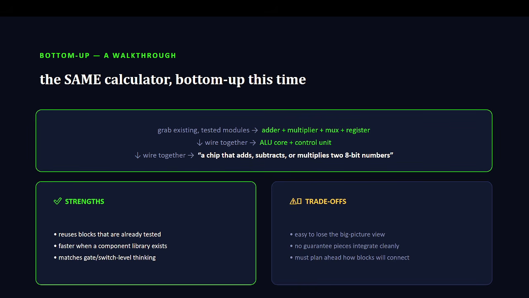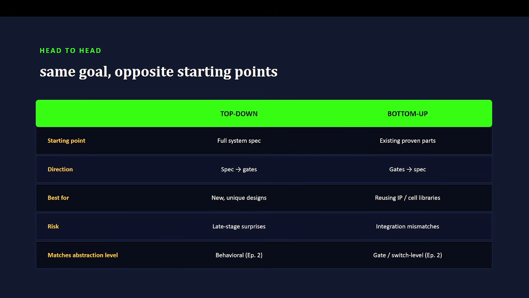Now the trade-offs on the other side. It's easy to lose the big picture view when you are down assembling small pieces. You can end up with a pile of working modules that don't actually add up to what you need. There is no guarantee the pieces integrate cleanly. Two individually perfect modules can still clash when wired together. And you have to plan ahead carefully for how blocks will connect, and you will hit integration surprises late in the process.